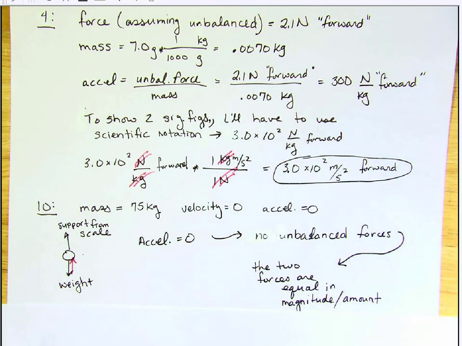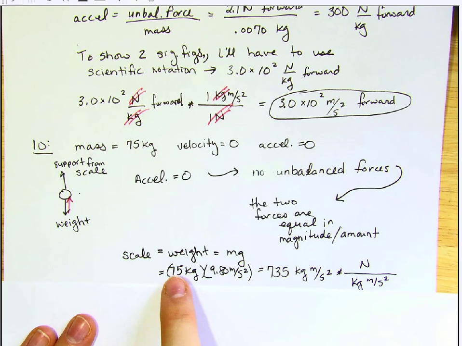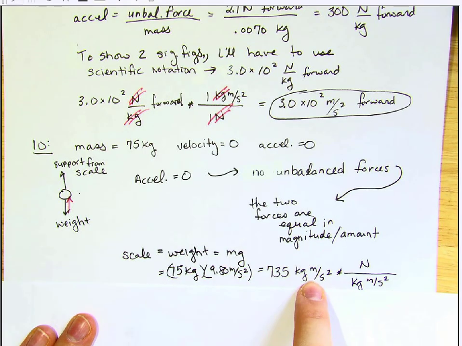Just make sure that you realize that there's 2 forces. One is pulling down on the person and one is holding the person up. And that they have to be equal in amount, equal in magnitude, in order for the forces to be balanced. So the amount of the scale force has to be equal to the amount of the weight force, which we can find with mg. So the person's mass times g is 735. And then the units, we would gather them all up. We have a kilogram, a meter per second squared. So they all go there.